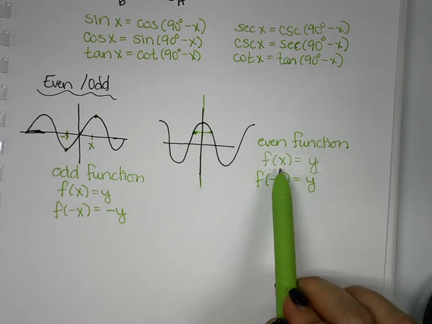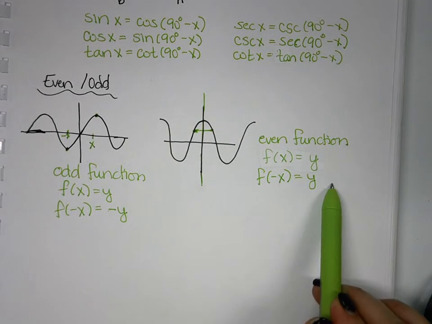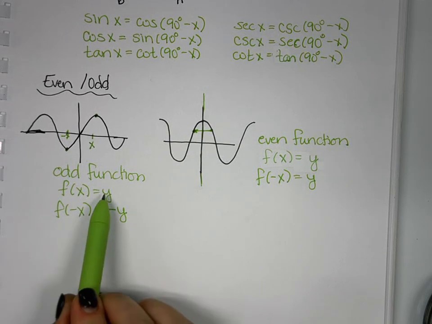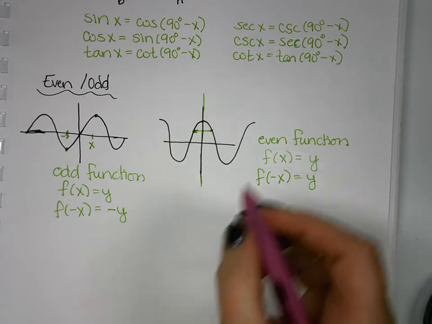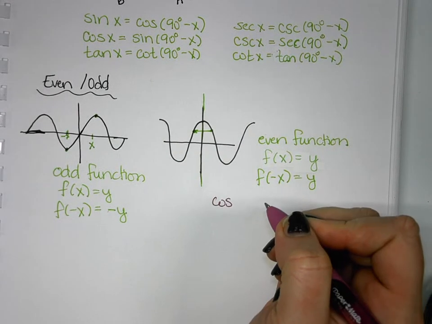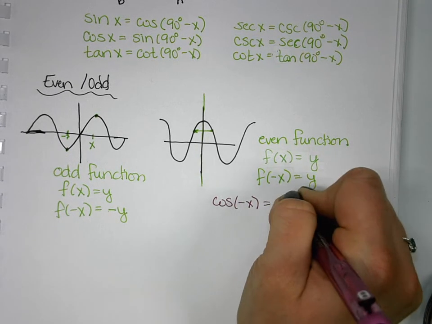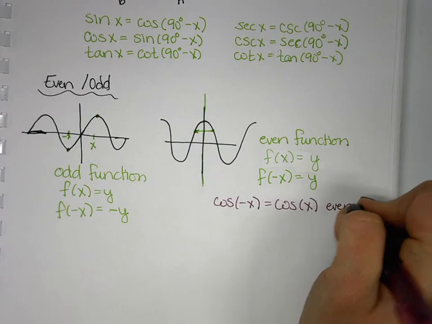So even would be plugging in positive or negative, it won't matter, you'll get the same y value. For odd, plugging in positive or negative will give you exact opposite answers. When we think about these in relation to our trig functions, because that's what we're worrying about right now, we'll do even and odd with other functions later. Cosine of negative x will equal cosine of x. The negative won't matter. They're always going to equal each other. This is why cosine is even.